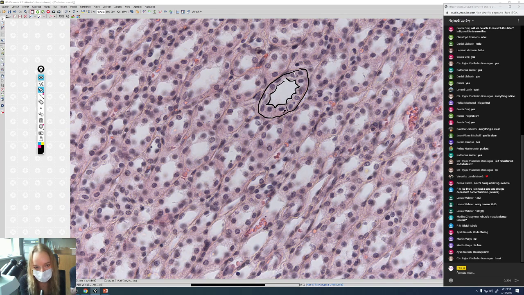These cells of the collecting duct are important because they contain aquaporins. These are pores which are transferring the water.